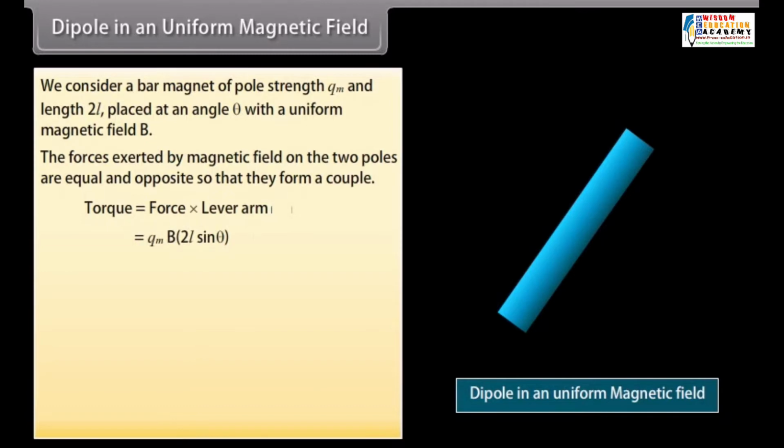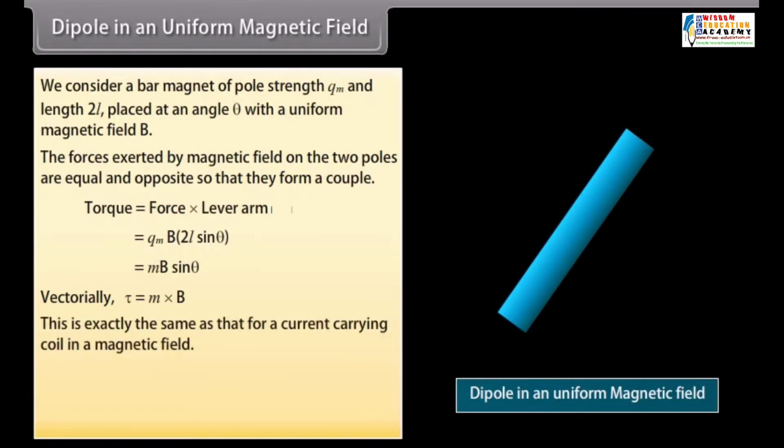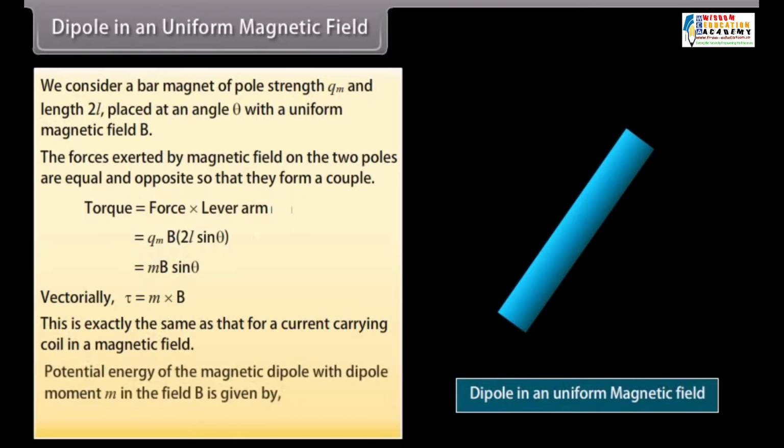By putting the values in the above equation, we get the value of torque equals mB sine theta. Vectorially, it is represented as tau is equal to the cross product of m and B. This is exactly the same as that of a current carrying coil in a magnetic field. Potential energy of the magnetic dipole with dipole moment m in the field B is given by negative dot product of m and B.